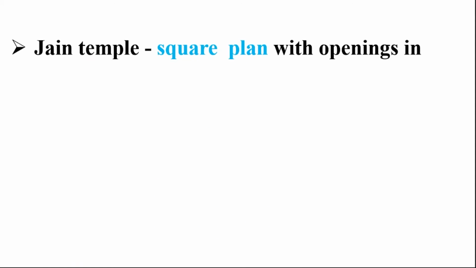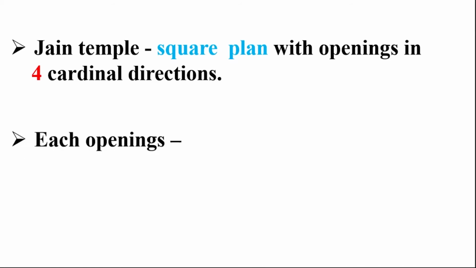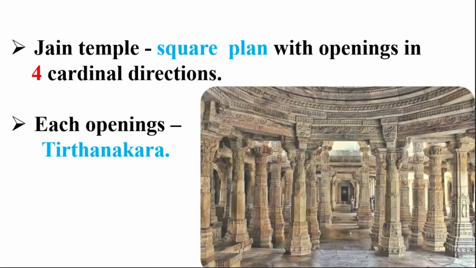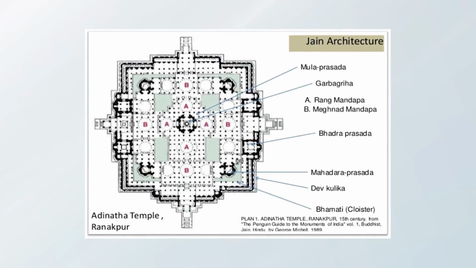Structurally speaking, a Jain temple is constructed on a square plan with openings in the 4 cardinal directions, each of which could lead to the image of the Jain Tirthankaras. See this, the outer view of a Jain temple.